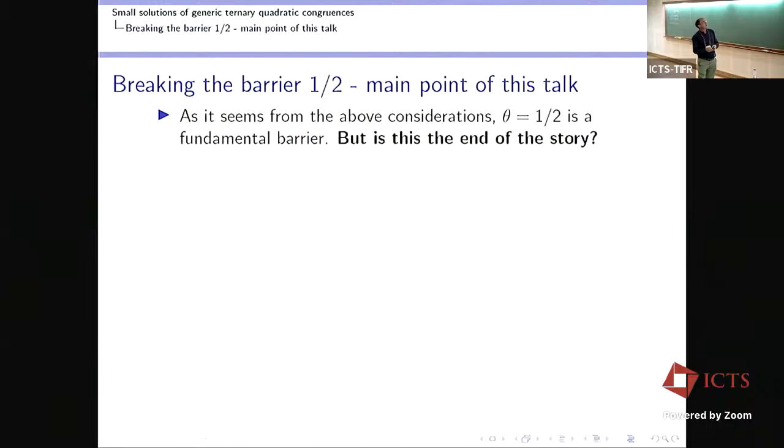All right. The point of this talk is actually the question whether this exponent 1/2 is a fundamental barrier or not. Can we break that somehow? We have seen limitations to the size of the least solution, which show that in general we cannot take the exponent less than 1/2. But nevertheless, this does not need to be the end of the story.